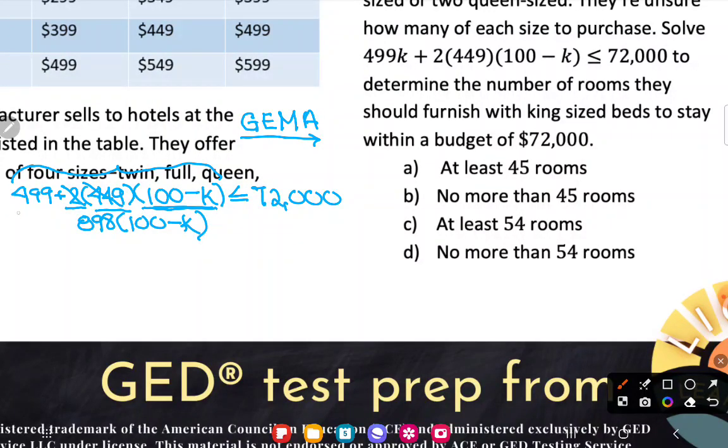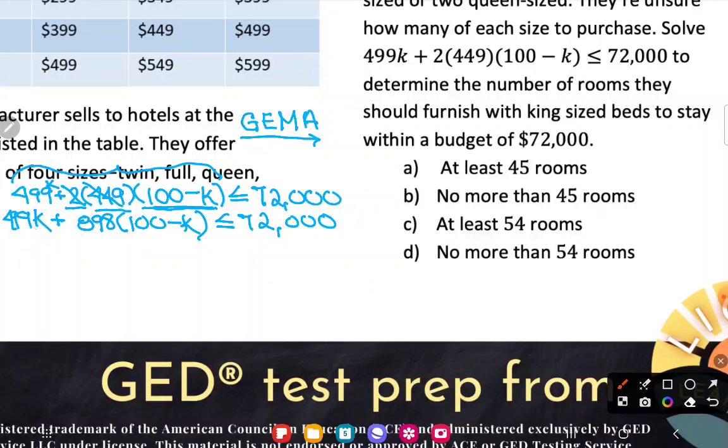I still have the 400. Look, see, I already miscopied. I told you not to miscopy, and I miscopied. The first thing was not 499. It was 499K. Not a great start to the second take. Okay, and that's going to be less than or equal to 72,000. Wonderful.